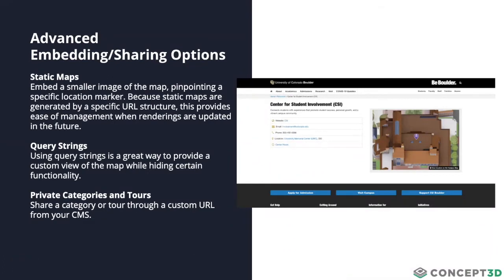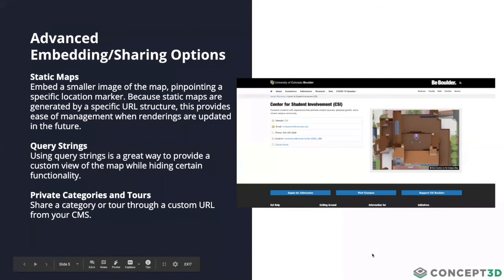So as maybe the renderings are updated in a year or two from now, you don't have to go back and update those images. Since it's dynamically created through that URL, it will automatically reflect any updates that you have in there. So this is a really great use case if you want to pinpoint a location for specific event pages of websites or buildings, maybe the health center or something like that. So these are really great for those most specific use cases across the website.